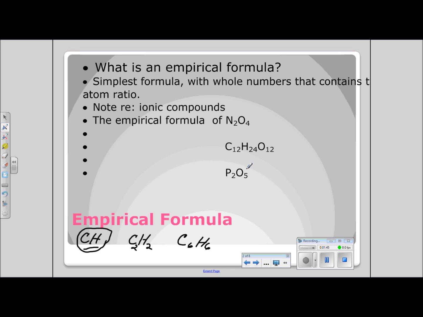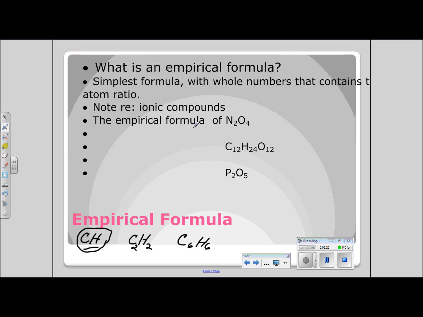All right, so we're going to come back over here, and we're going to say then that the empirical formula is the simplest formula with a whole number that contains the same atom ratio. So one side note to remember, all ionic compounds are written with their empirical formulas. That is the rule of thumb for ionic compounds. They are written to the simplest whole number ratio. Molecular compounds are not written that way.